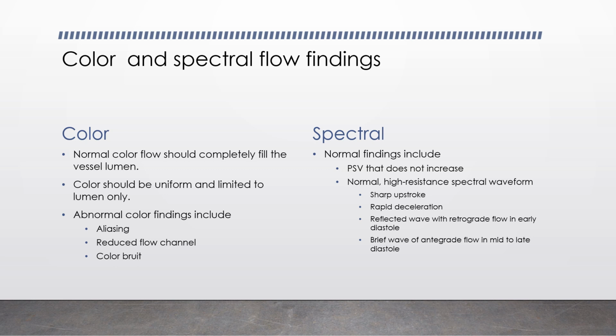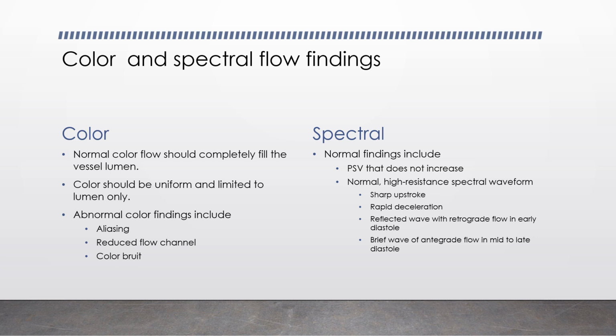Okay, color and spectral flow findings. We talked a little bit about this. We know that normal color flow should completely fill the vessel lumen. We have to pay attention to things like setting the wall filter appropriately, using the appropriate scale, using the appropriate gain. And when we have all those things set just right, we should see a nice full lumen. Color should be uniform and limited to the lumen only. If you have flashes outside the lumen, you either have your wall filter too low or you have your color Doppler gain too high. If I have turbulence, that would indicate an abnormality.